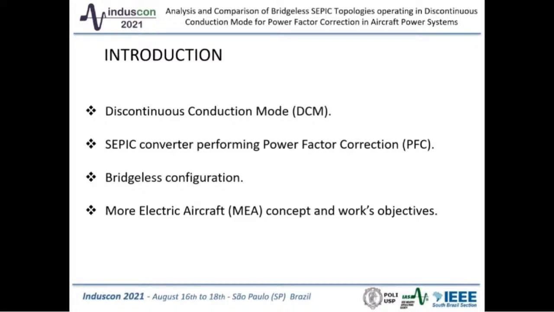In more electric aircraft, MEA, most of the mechanical and hydraulic components are replaced by electrical ones, resulting in lighter and more reliable aircraft. In this context, this work aims to compare several topologies of single-phase bridgeless SEPIC converters working in discontinuous conduction mode for power factor correction in the context of AC to DC conversion in more electric aircraft.